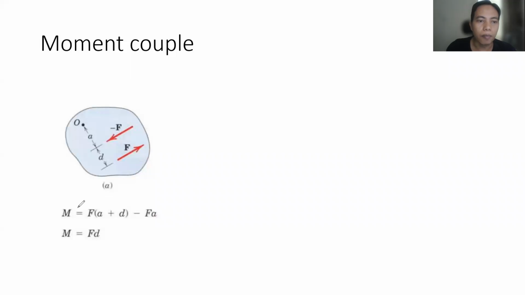We can write the moment about point O, which is caused by the positive F, which has the distance of A plus d, then minus F times A. So now the moment about point O will be F times d, which means it is independent of the position with respect to point O. So the magnitude will be determined only from the force magnitude and the distance between them. So this is the moment couple.